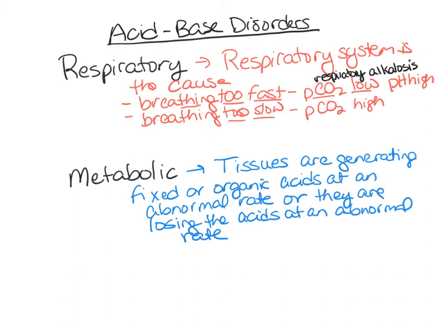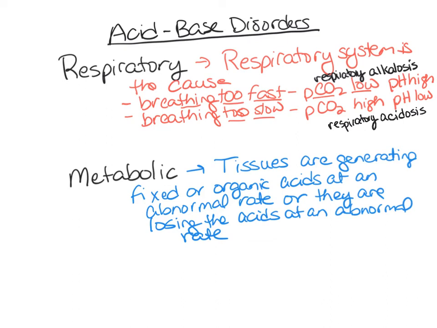On the other hand, if they're breathing too slowly and their PCO2 is high because they're not getting it out and it's staying in their blood, this means their PCO2 will be high in the blood. That means that their hydrogen levels will be high in the blood, and that means that their pH will be low. If the pH is low, that means they're acidic, so they have an acidosis. And because the respiratory system is the cause, this means that they have a respiratory acidosis.